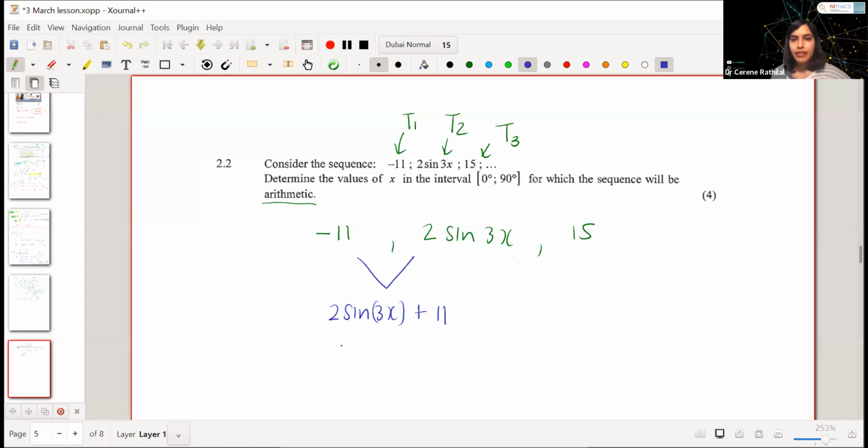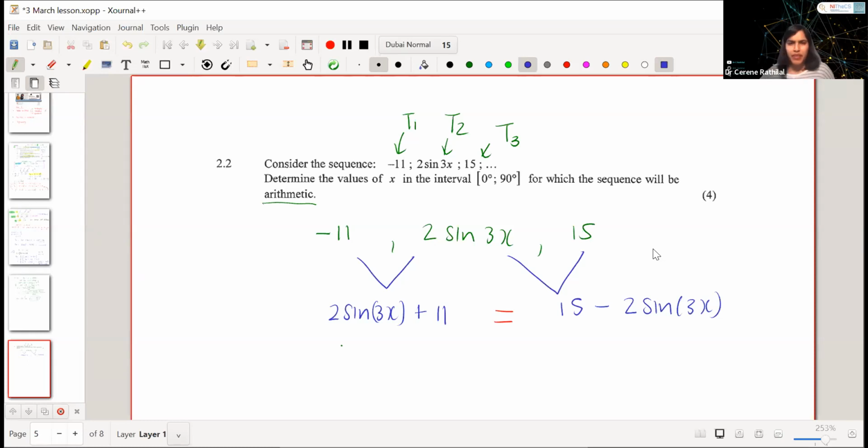And when I take this difference, which is 15 minus 2 sine 3x, because it's an arithmetic sequence, the differences should be equal, right? So there is an equality sign between the two. And so because there's an equality sign between the two, it means that I can now equate these differences and I can solve for the unknown. What am I solving for? I'm solving for x. So let's proceed to do this.